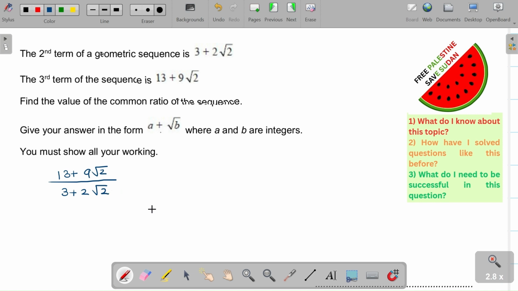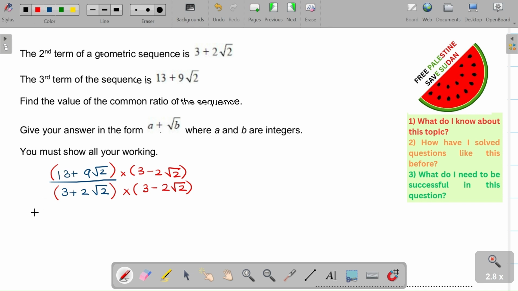Okay, now because the denominator has two terms and one of those terms is a surd, in order to rationalize the denominator, I'm going to have to use the conjugate of the denominator. So the conjugate of the denominator is going to be 3 minus 2 root 2. And in order to maintain the equivalence of the fraction, I'm going to multiply the numerator by 3 minus 2 root 2. And I'm going to place a bracket here. And we'll expand the brackets.